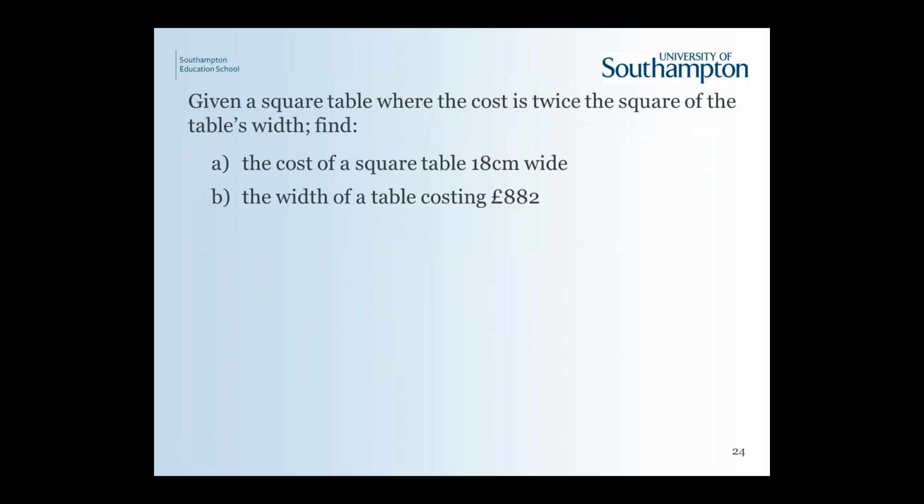So what I want you to do now is, again, you are given a, oh actually, let me just do it to show you. This is me just doing the next bit. As I said, they're often asked to find the next bit. So they're asked to find the cost of the square table which is 18 centimetres wide. They know that C is 2w squared. So if w is 18, all they have to do is sub that in to find the cost, which is 648.